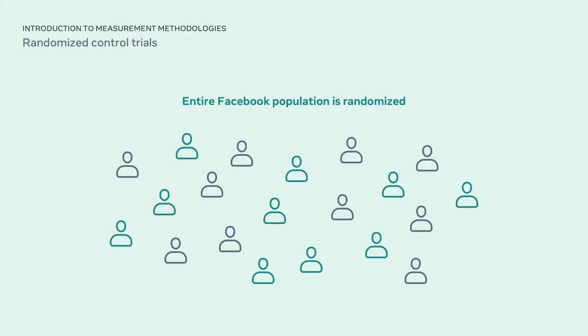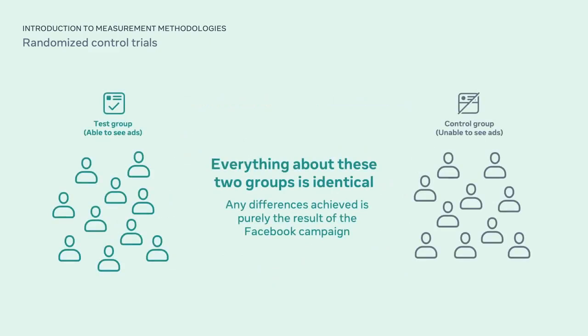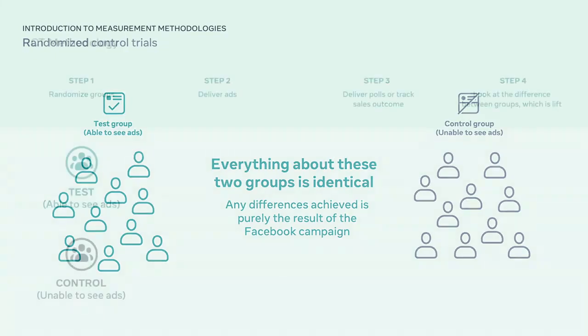In randomized controlled trials, we work with a test group and a control group to measure the incremental impact of your campaign. The test group can see your ads, while the control group cannot. And the groups are completely randomized and identical, so any differences between the groups are purely the result of the Facebook campaign. The randomized yet identical groups help ensure factors such as TV commercials or any other outside factors do not contaminate the results of the test. And the difference in results between the two groups is the incremental impact of the campaign.